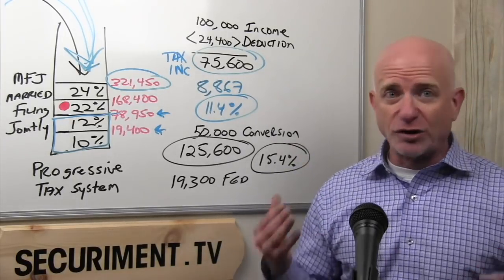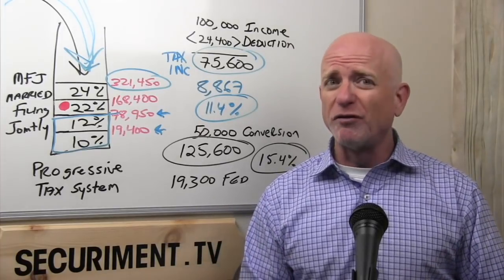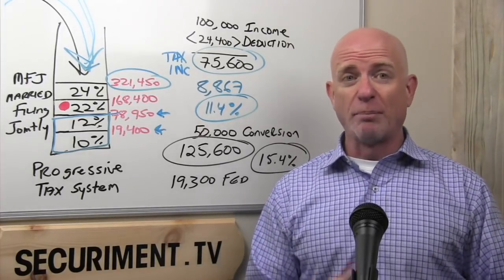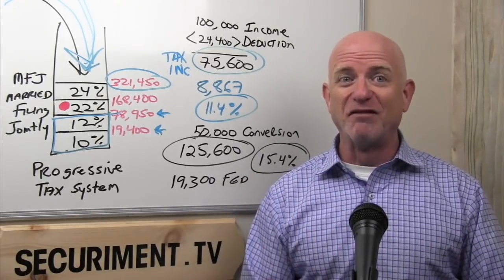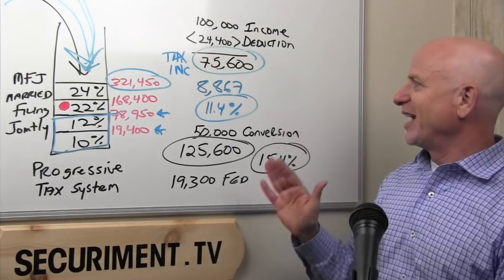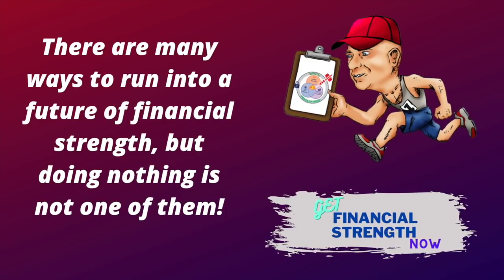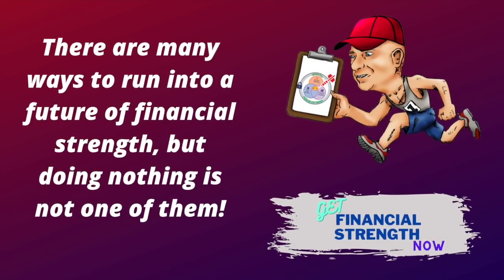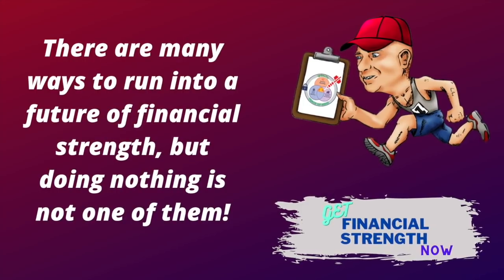Here's what I know. Just because you have $100,000 in an IRA, it does not mean you have $100,000. You do have a future tax obligation with a partner, the government, and they're the only ones that get the vote. So, above anything else, please take action, because you've heard me say it before, there are many ways to run into a secure and comfortable retirement, but doing nothing is not one of them.